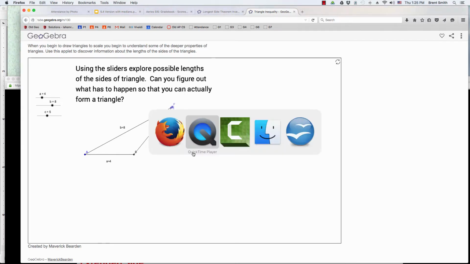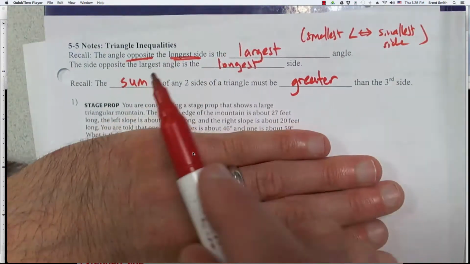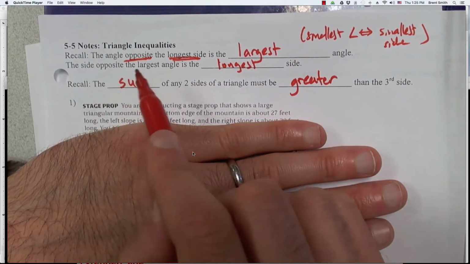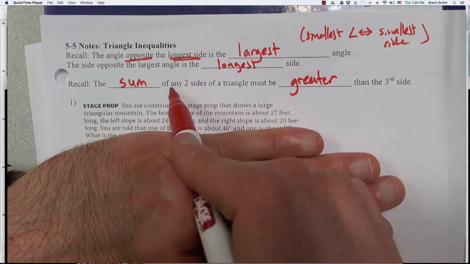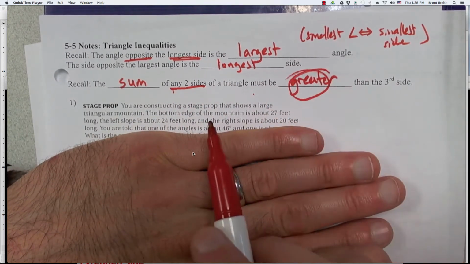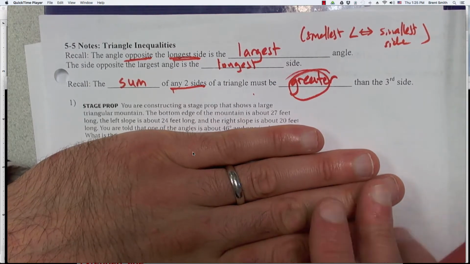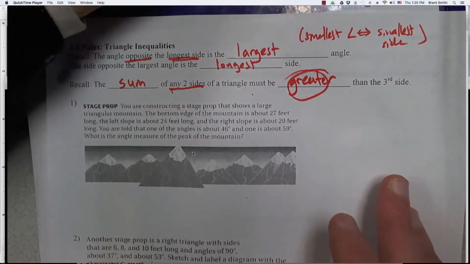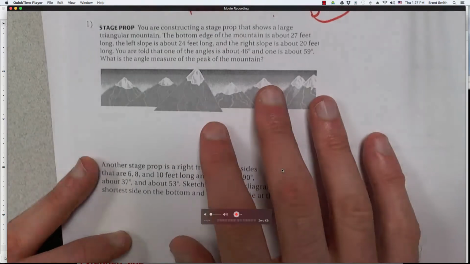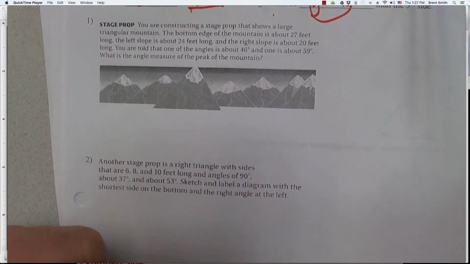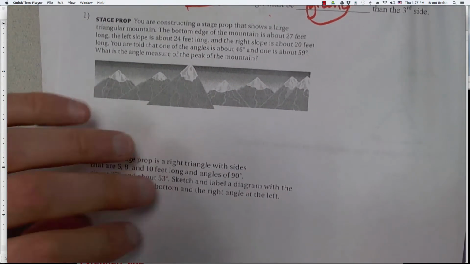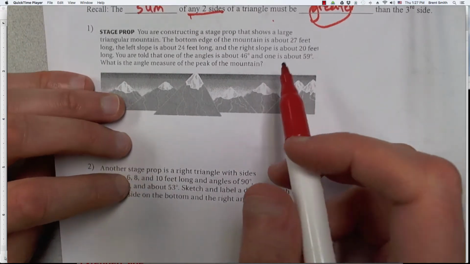Okay, so let's write that down. That's the second main point: if I add up any two sides of the triangle, the sum must be greater than the third side. So those are our two main points on triangle inequalities. Let's try a few problems, and then you'll try some on your own, and I'll put another video up with the answers. You can check those afterwards.